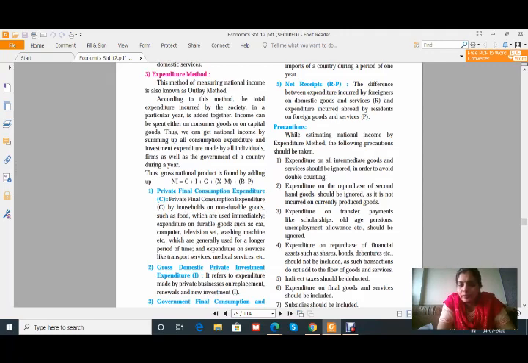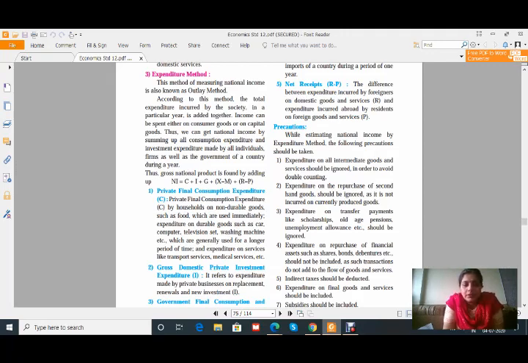That means if a person's income is 50,000 per month, and out of that 50,000, 20,000 is used for the consumption purpose of these goods, that is the durable and non-durable goods, along with the transport and medical services, then that 20,000 or 30,000 is termed as the private final consumption expenditure.